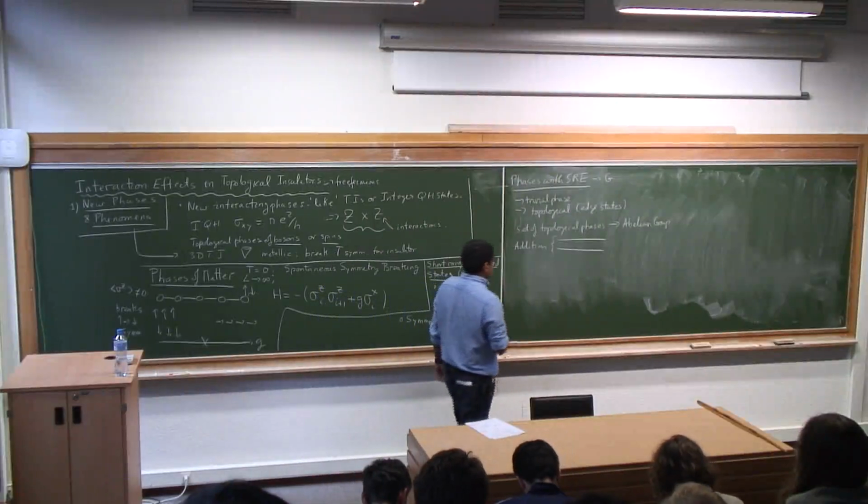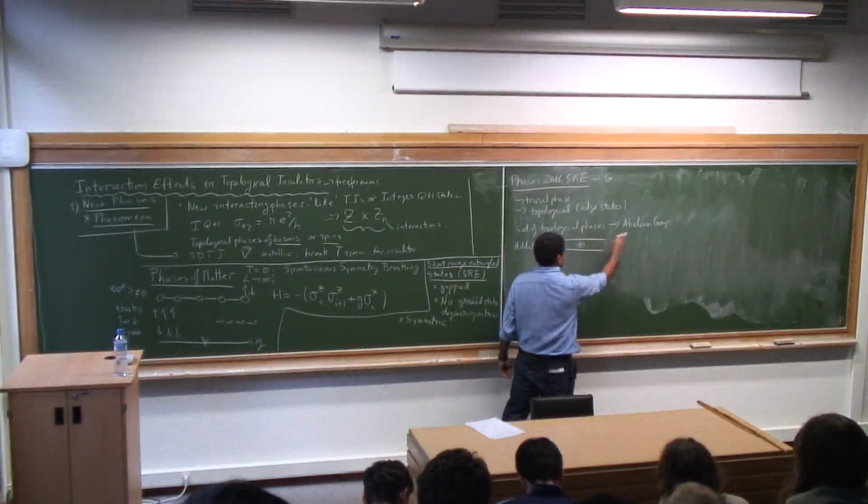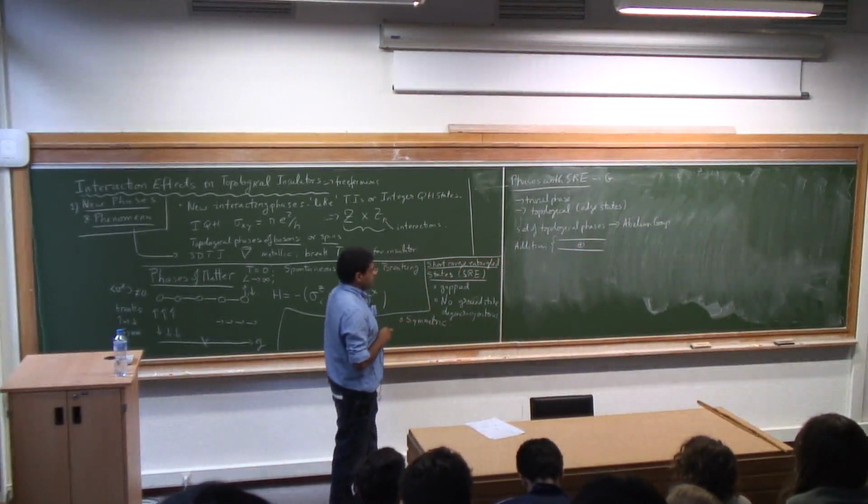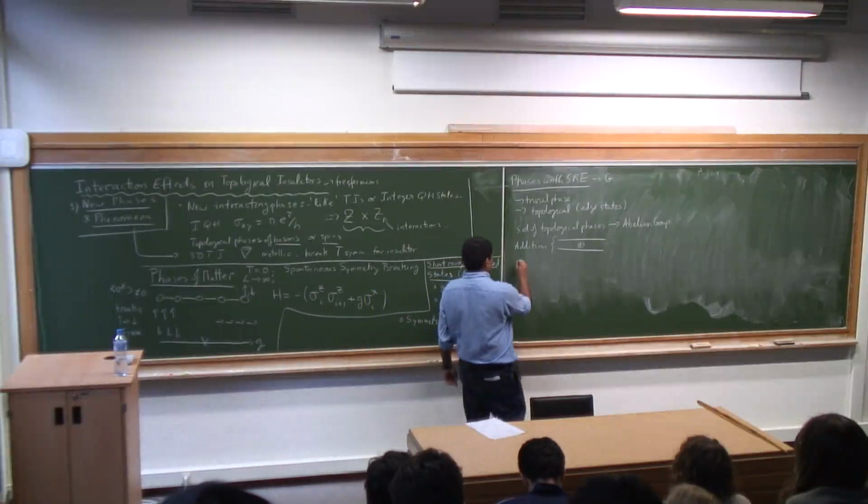Now, when you have an abelian group, it means there's some sort of addition operation defined. But there's also a trivial element. There's an identity element.